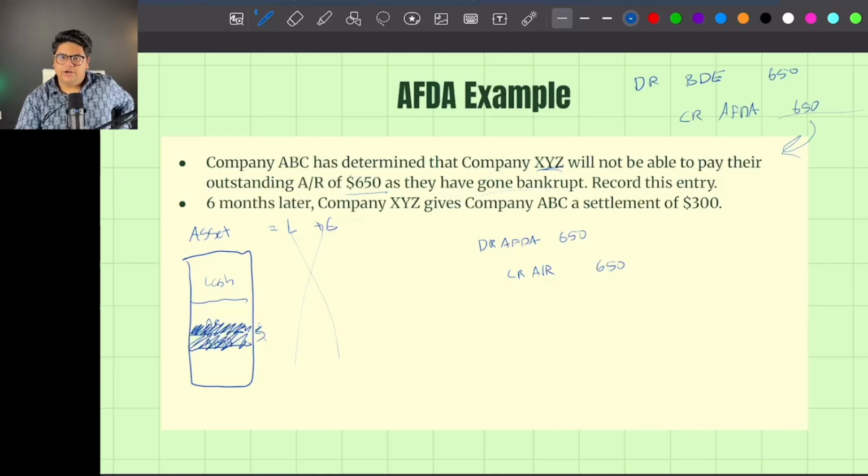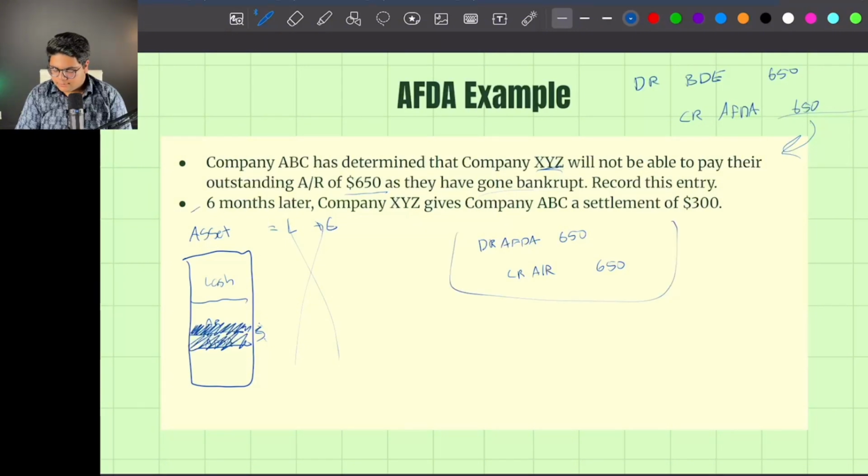Now you know for sure you're not going to receive it at all. So you got to get rid of your receivable, or at least reduce it by $650. To reduce your receivable, you credit it. So you are reducing it by $650. Essentially, I like to think of it as wiping out $650 worth of value. That's just what makes sense to me. And then this is part one.